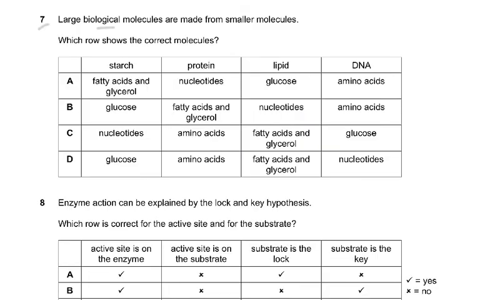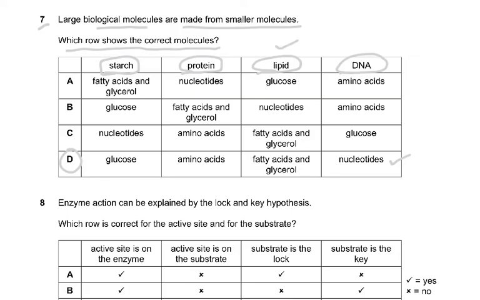Question 7. Large biological molecules are made from smaller molecules. This is again new in the syllabus. Which row shows the correct molecules? So we have starch, we have protein, we have lipid, and we have DNA. Now if you look at DNA, only that will tell you that nucleotides is the correct answer, so the answer would be D. But if you didn't do it like this, I would do it another way.